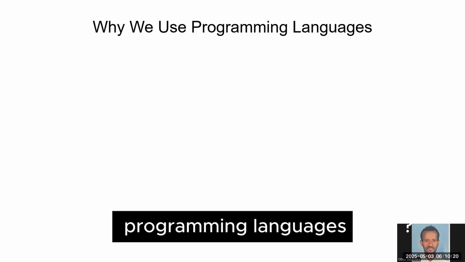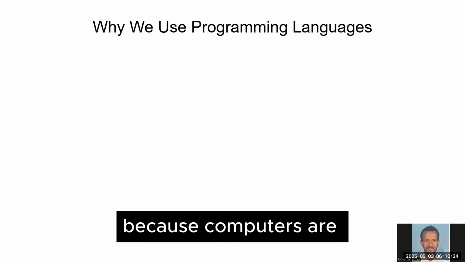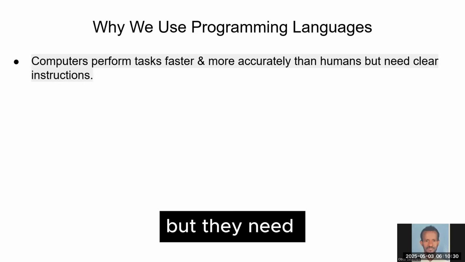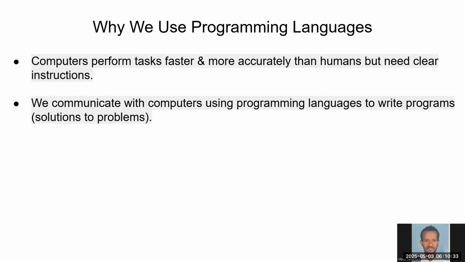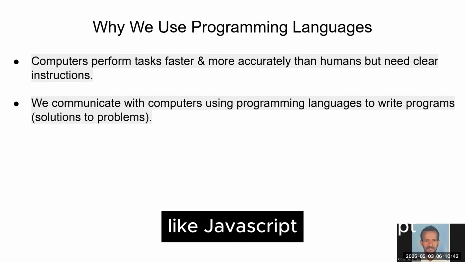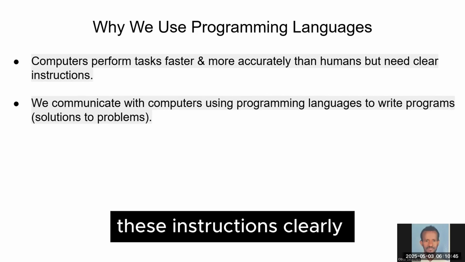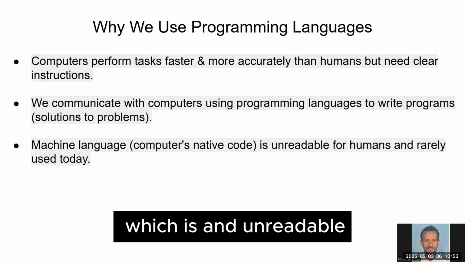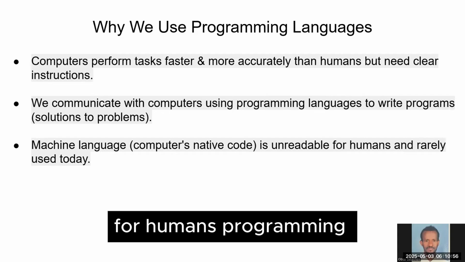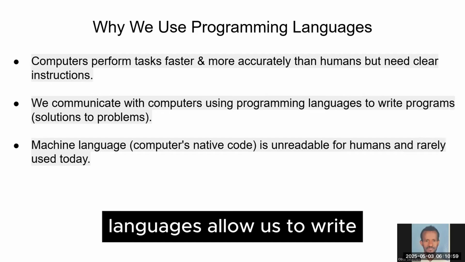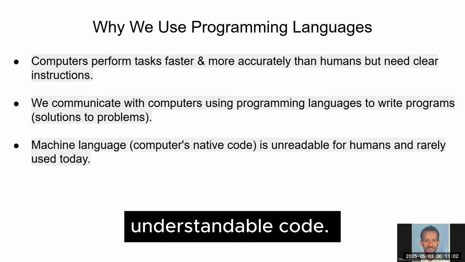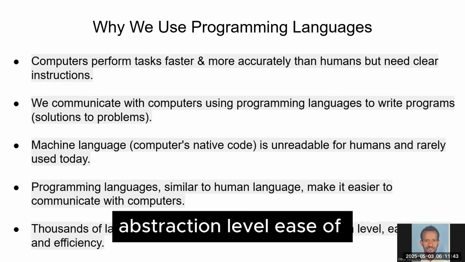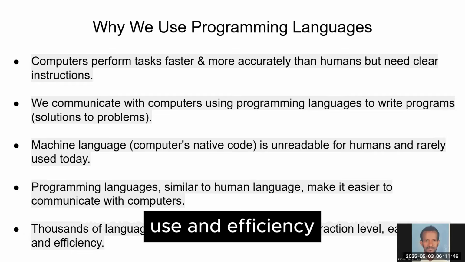Why do we use programming languages? Programming languages exist because computers are great at processing tasks quickly and accurately, but they need precise instructions. A programming language like JavaScript helps us communicate these instructions clearly to the computer. Unlike machine language, which is unreadable for humans, programming languages allow us to write readable and understandable code. Thousands of languages exist, but they differ in purpose, abstraction level, ease of use, and efficiency.